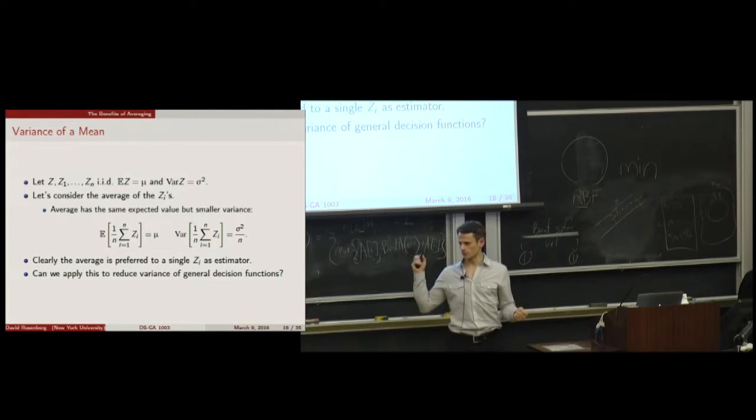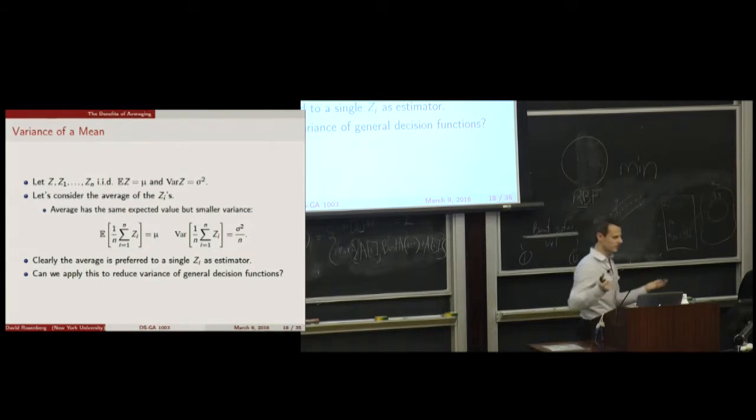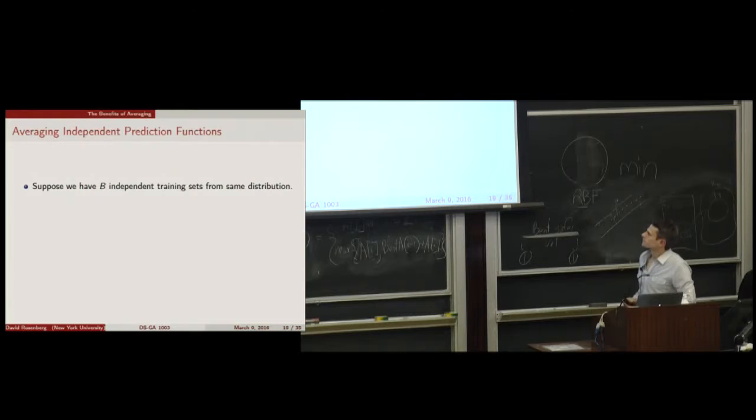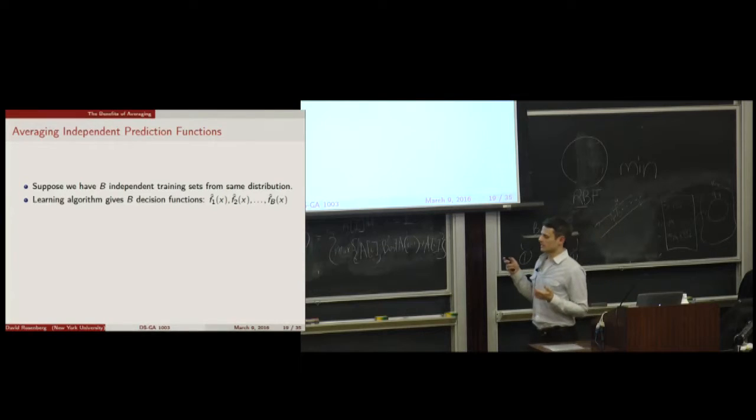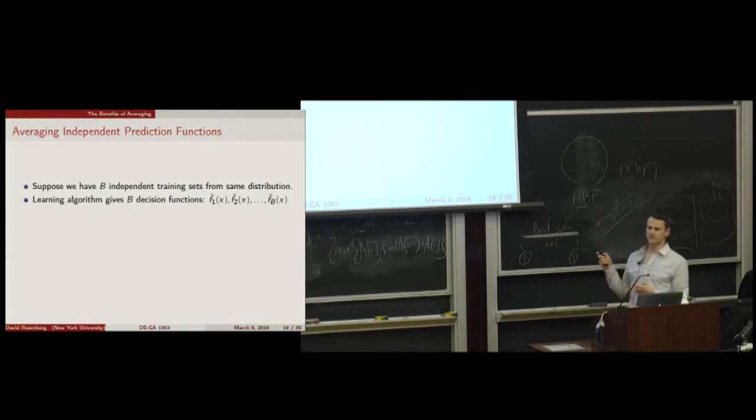So this is a very simple parameter point estimator. Can we use this to help us with machine learning, where we have prediction functions and that sort of thing? So let's go back to our original idea. Let's suppose we had B independent training sets from the same distribution. And we have a learning algorithm that gives us B decision functions, so now we have F1 hat all the way to FB hat. Is it clear? We have one decision function based on training our algorithm on each of B different training sets, sampled from the same distribution.